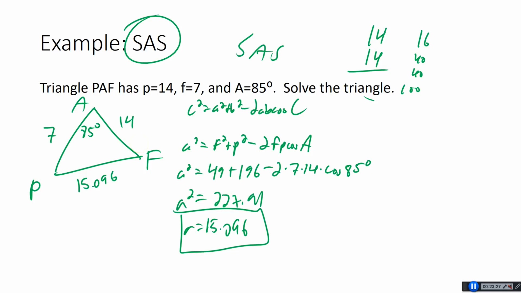I love law of cosines problems because what am I going to do now to be able to solve the rest of the triangle? Well, now I have that opposite side angle pair, so I can use law of sines. So I can do sine 85 divided by 15.096 is equal to, let's do angle F, so sine of angle F divided by 7. Multiply by 7, and then sine inverse. It's going to give me F. So let's do that in our calculator.